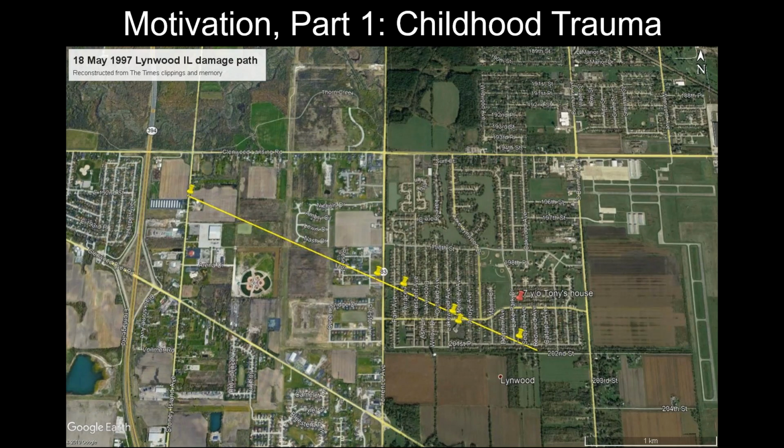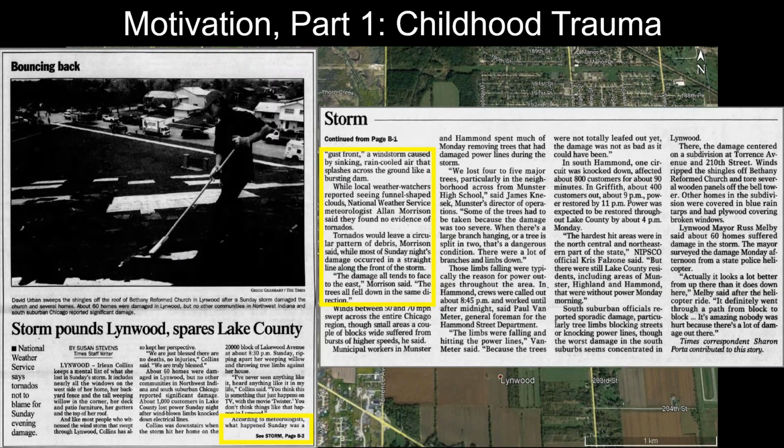You can see the yellow damage points. Those are the damage points I could retrace via newspaper clippings and memory from the event. The damage was fairly substantial in some places. You had some roofs torn off of homes, some damage to businesses, etc. And the path of damage through our neighborhood was about 50 yards wide.